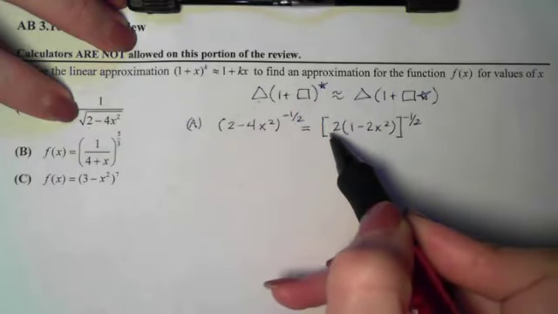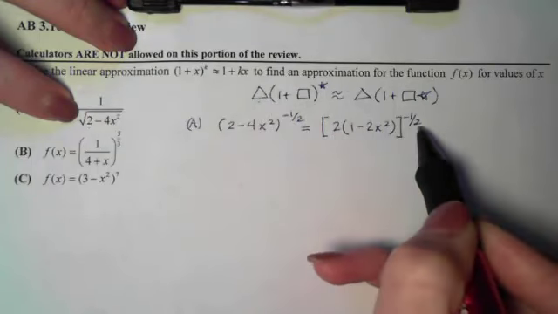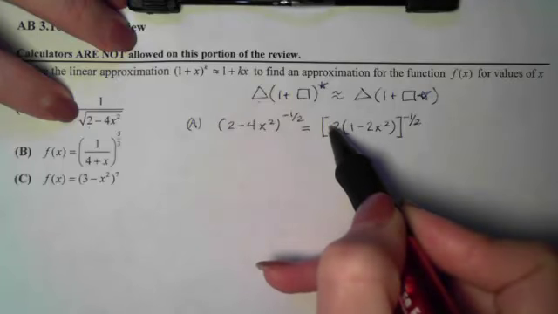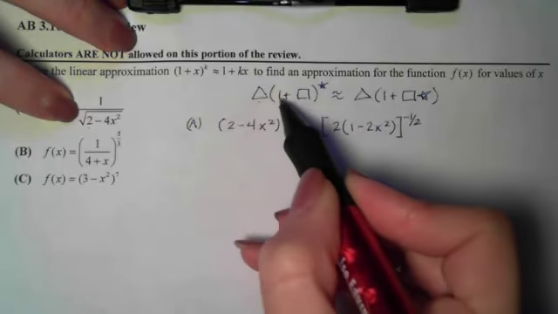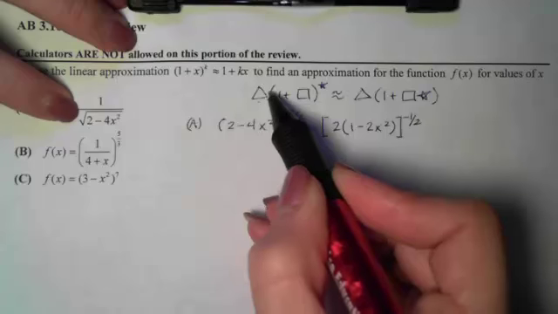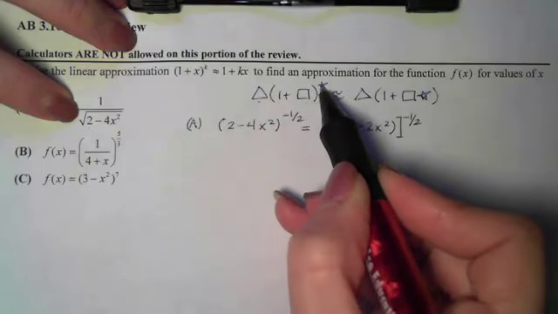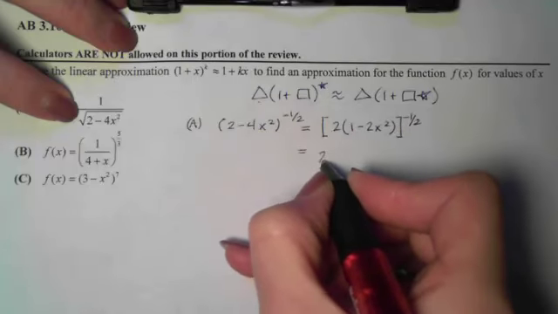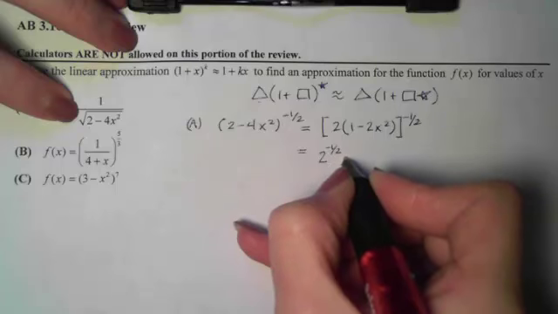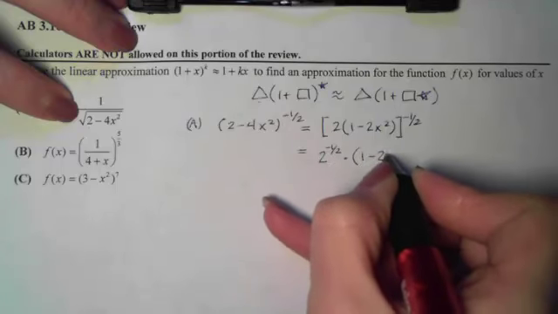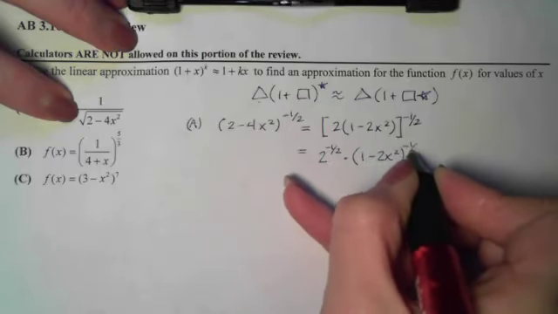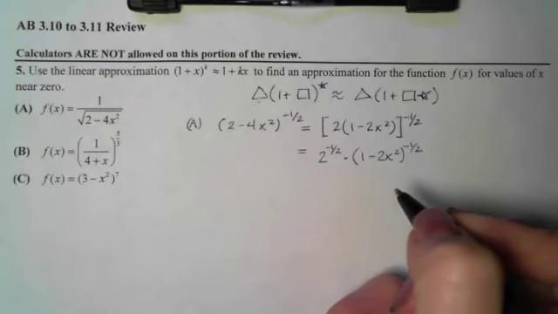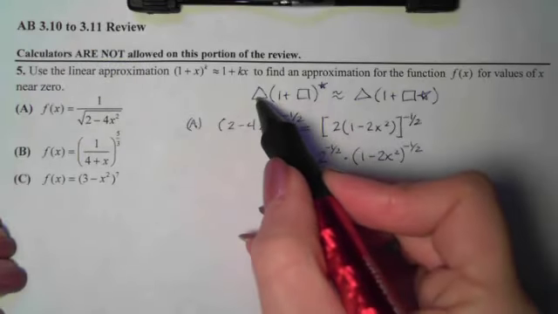So now the next thing that is problematic and keeps it from looking like this is that the 2, this coefficient in here, is inside the power. So we've got to pull these apart so that we actually have a full coefficient times a parenthesis raised to that power. So to do that, I'm going to rewrite the 2 to the negative 1/2 times the 1 minus 2x squared raised to the negative 1/2. Now that I have them separated, it looks like it's supposed to.